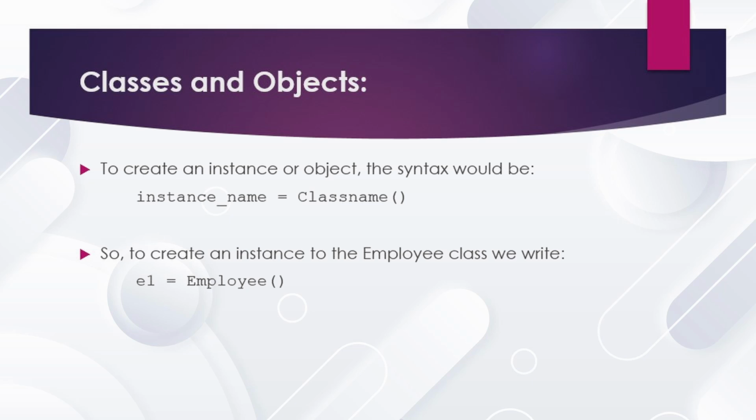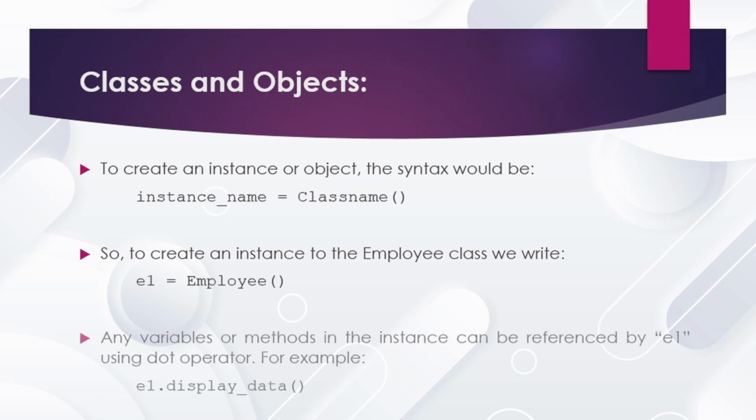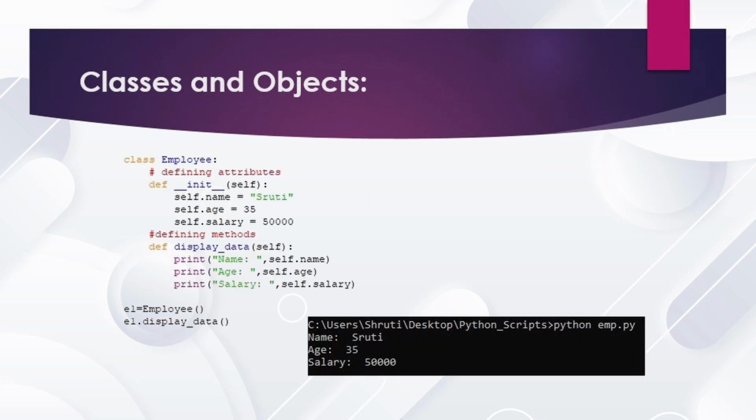So, to create an instance of the employee class, we will write E1 equal to employee. Here, E1 is the instance name. So, any variables or methods in the instance can be referred by E1 using the dot operator. For example, E1 dot display data. The program to define an employee class and create an object is shown in this slide. We can see here that the display data method displays the name, age, and salary for the employee object E1.